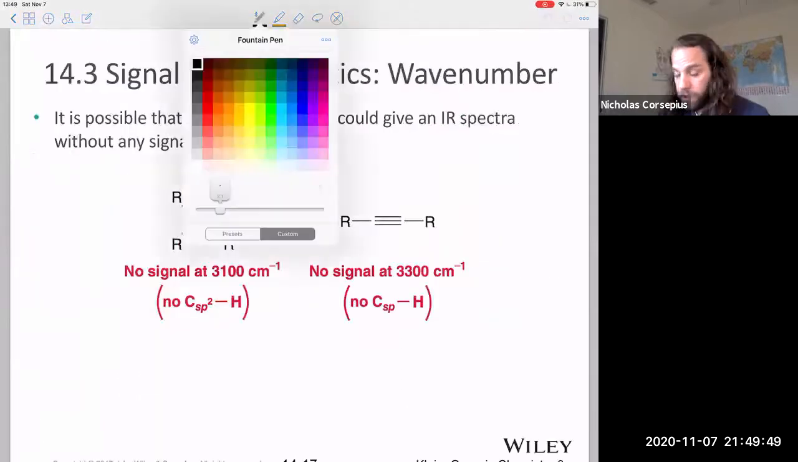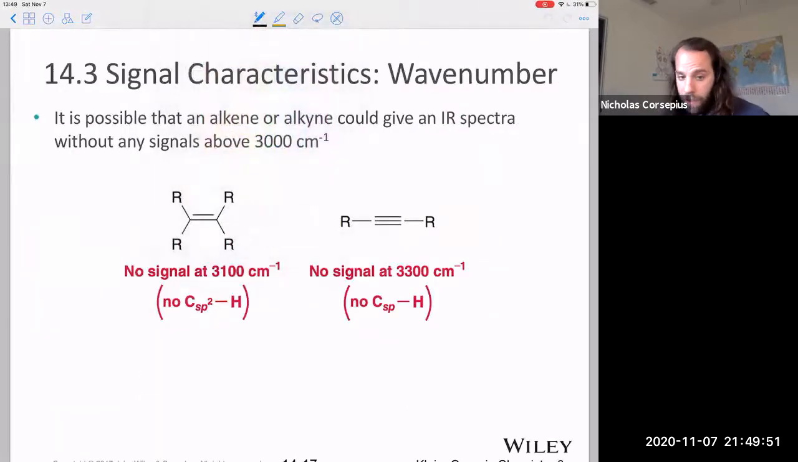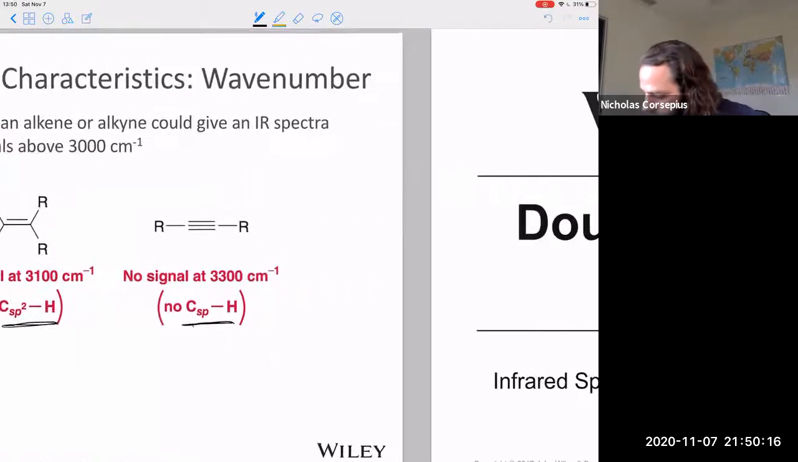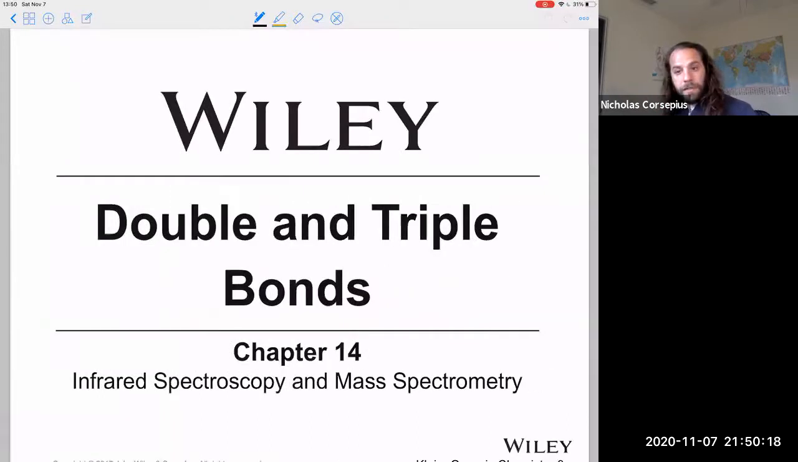Again, just to stress, we're talking about carbon hydrogen bonds. So if you have a fully substituted alkene, for example, here, there's not going to be any sp2 carbon hydrogen bonds going on, so you're not going to see any signal around 3100. Likewise, if we have an internal alkyne, if it's not a terminal alkyne, then we're not going to have any sp carbon hydrogens. So we're not going to get a signal around 3300. Double and triple bonds, okay?